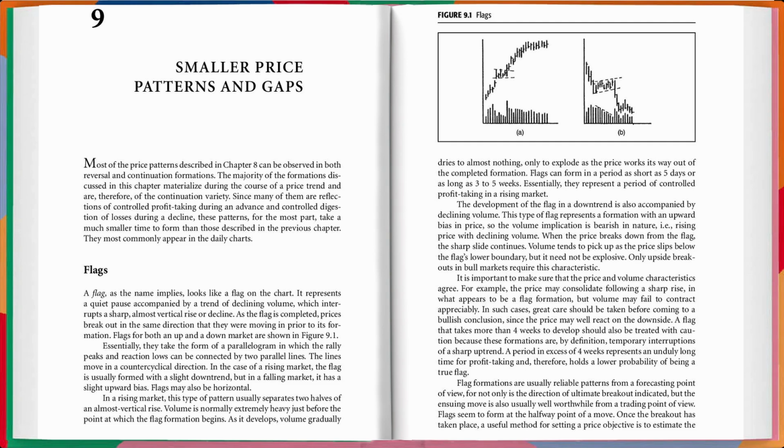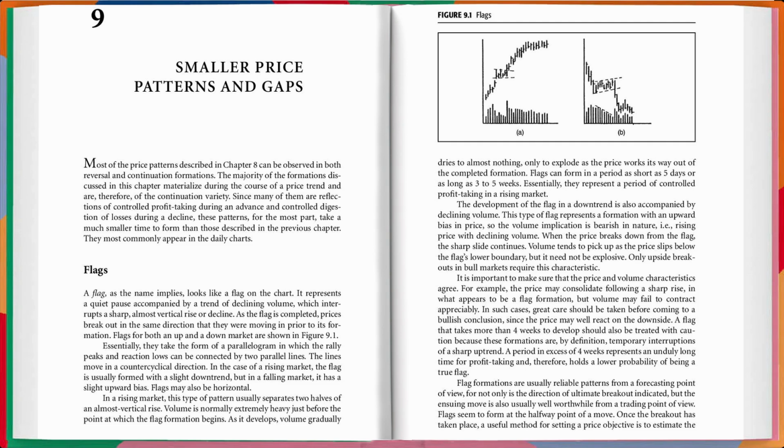In the case of a rising market, the flag is usually formed with a slight downtrend, but in a falling market, it has a slight upward bias. Flags may also be horizontal. In a rising market, this type of pattern usually separates two halves of an almost vertical rise. Volume is normally extremely heavy just before the point at which the flag formation begins. As it develops, volume gradually dries to almost nothing, only to explode as the price works its way out of the completed formation. Flags can form in a period as short as 5 days or as long as 3 to 5 weeks. Essentially, they represent a period of controlled profit-taking in a rising market.